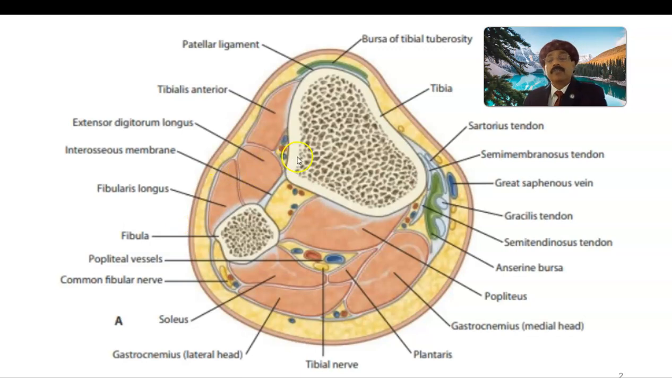So this is a section of the upper part of the leg. We are seeing two bones, the tibia and the fibula. We have muscle compartments separated by fascia. The anterior group of muscles is here, like the tibialis anterior and extensor digitorum longus. And on the lateral aspect, we have the fibularis longus, also called peroneus longus.